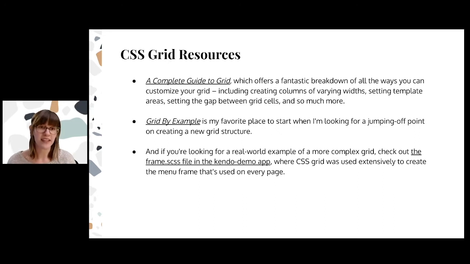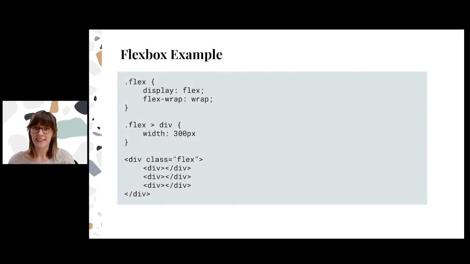frame.scss file in my Kendo demo app, where the CSS grid was used extensively to create the menu frame used on every single page. Flexbox takes a similar, but not quite the same approach to helping you lay out your elements on the page and then adjust them automatically as needed. Rather than creating a full grid with multiple rows and columns, however, Flexbox is all about the positioning of child elements relative to each other within a single parent element.